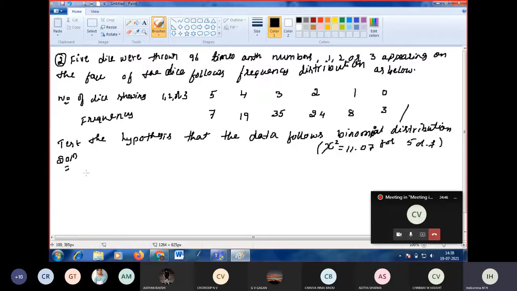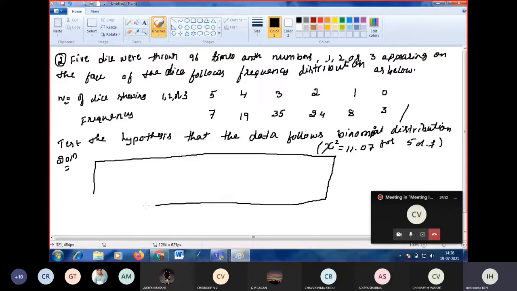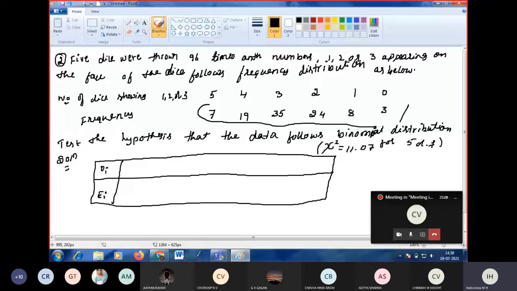First we have to write the observed value, then we have to find the expected value. To find the expected value, they have given which rules we have to follow. Observed values are the frequencies, what we got when we threw 5 dice 96 times.